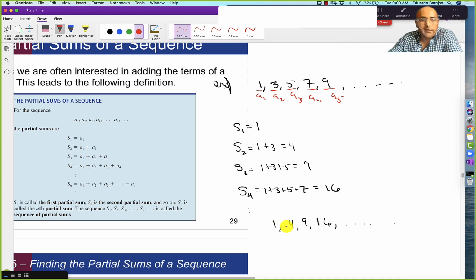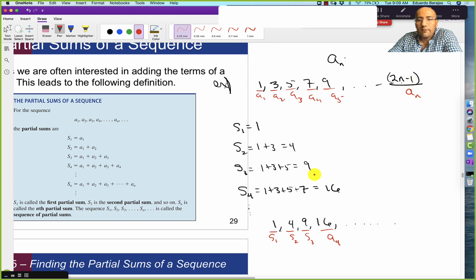So this is a new sequence. This is S1, this is S2, this is S3, and this is S4. Now the original sequence, as I presented it to you, has a formula. It's just the odd ones. So the nth value on my list is equal to 2n minus 1. That's the nth one on my list.